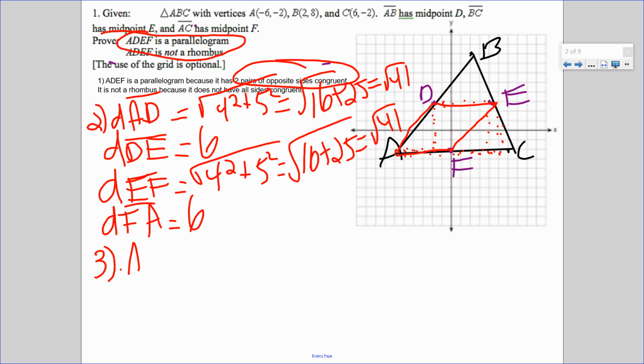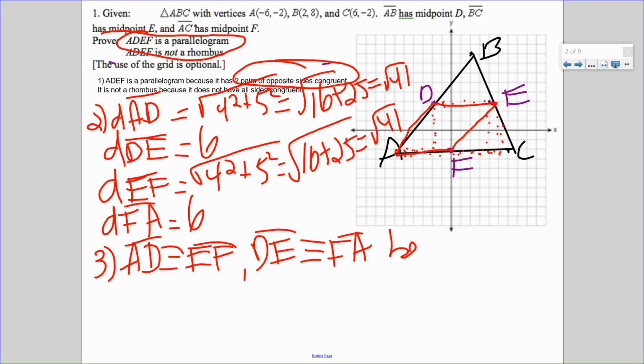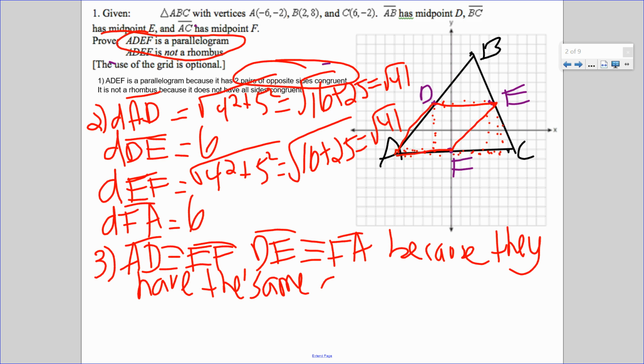So tell me that AD is congruent to EF and DE is congruent to FA because they have the same distance.